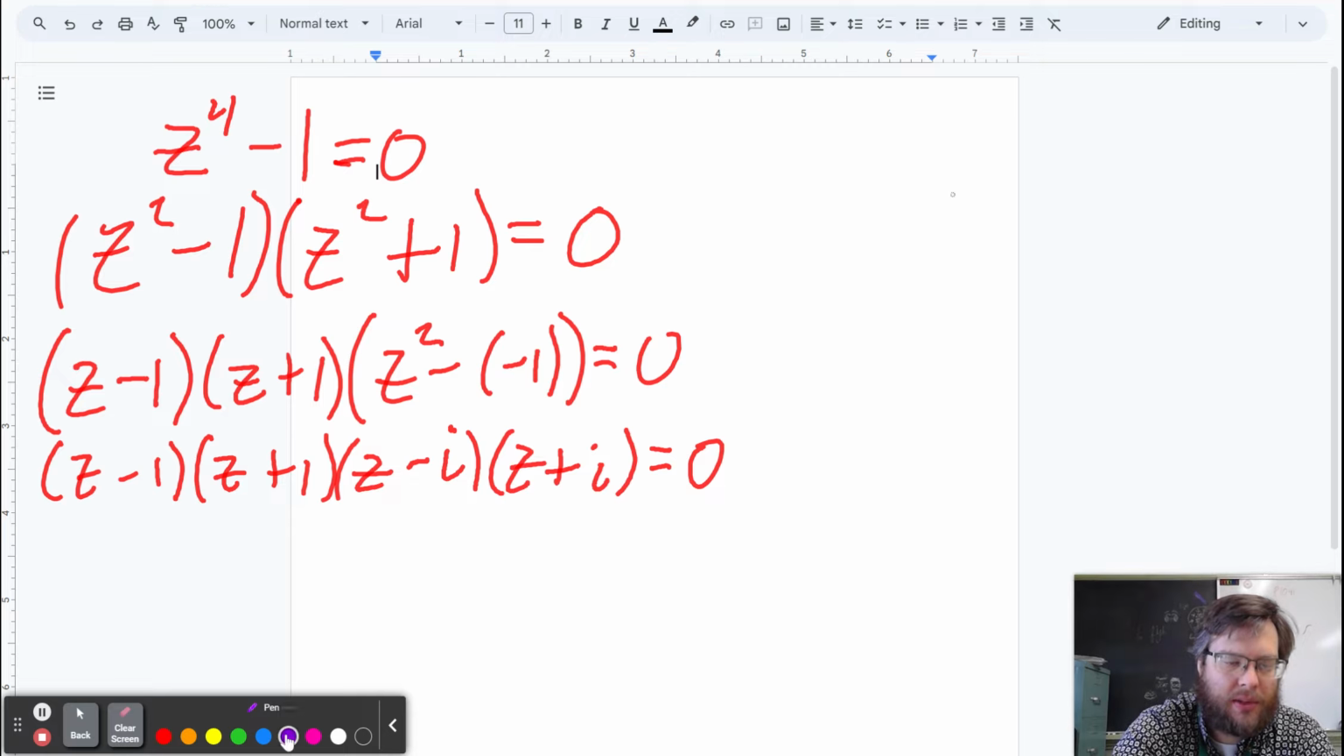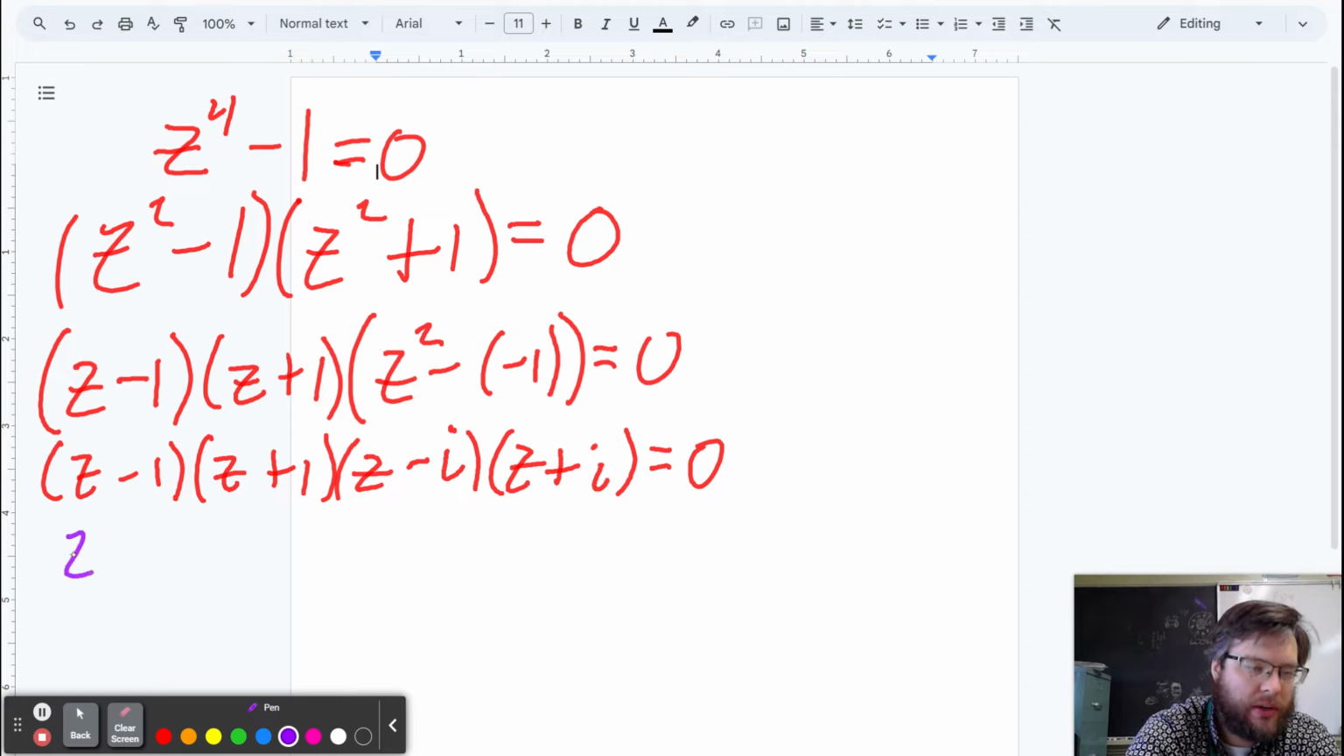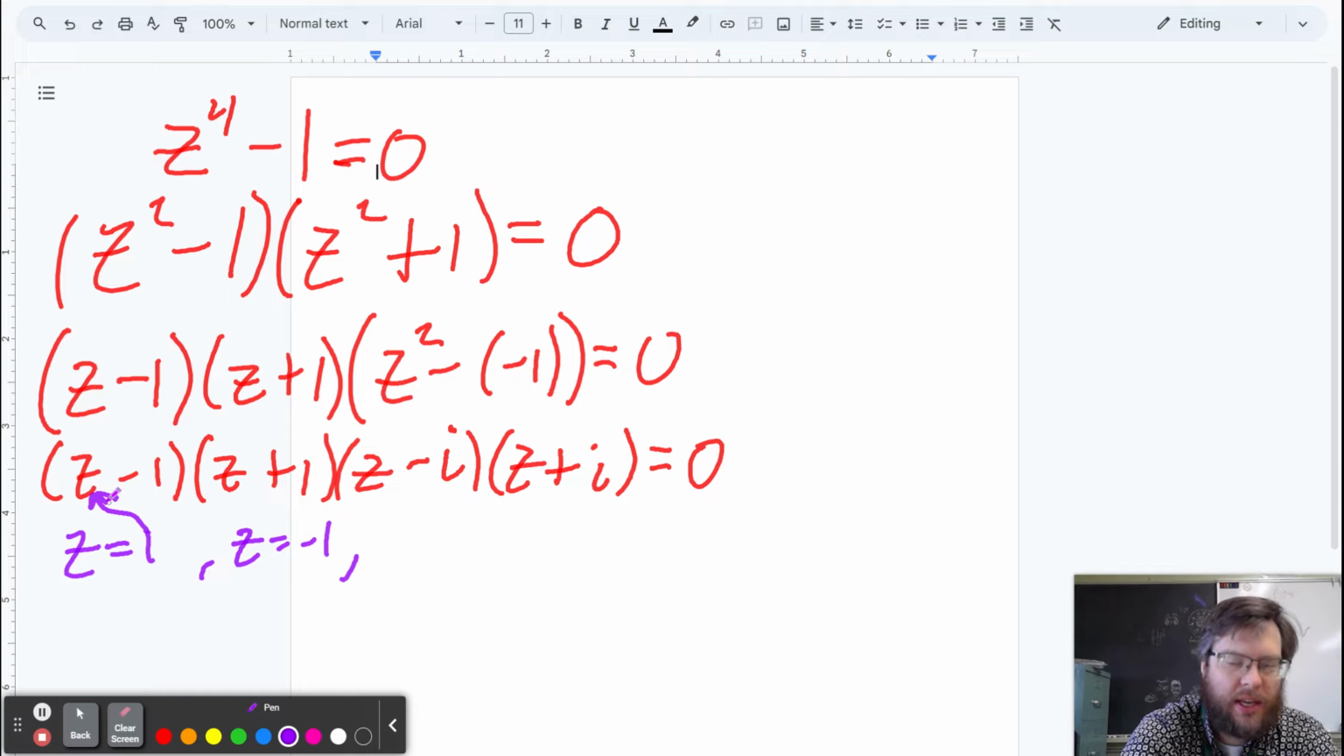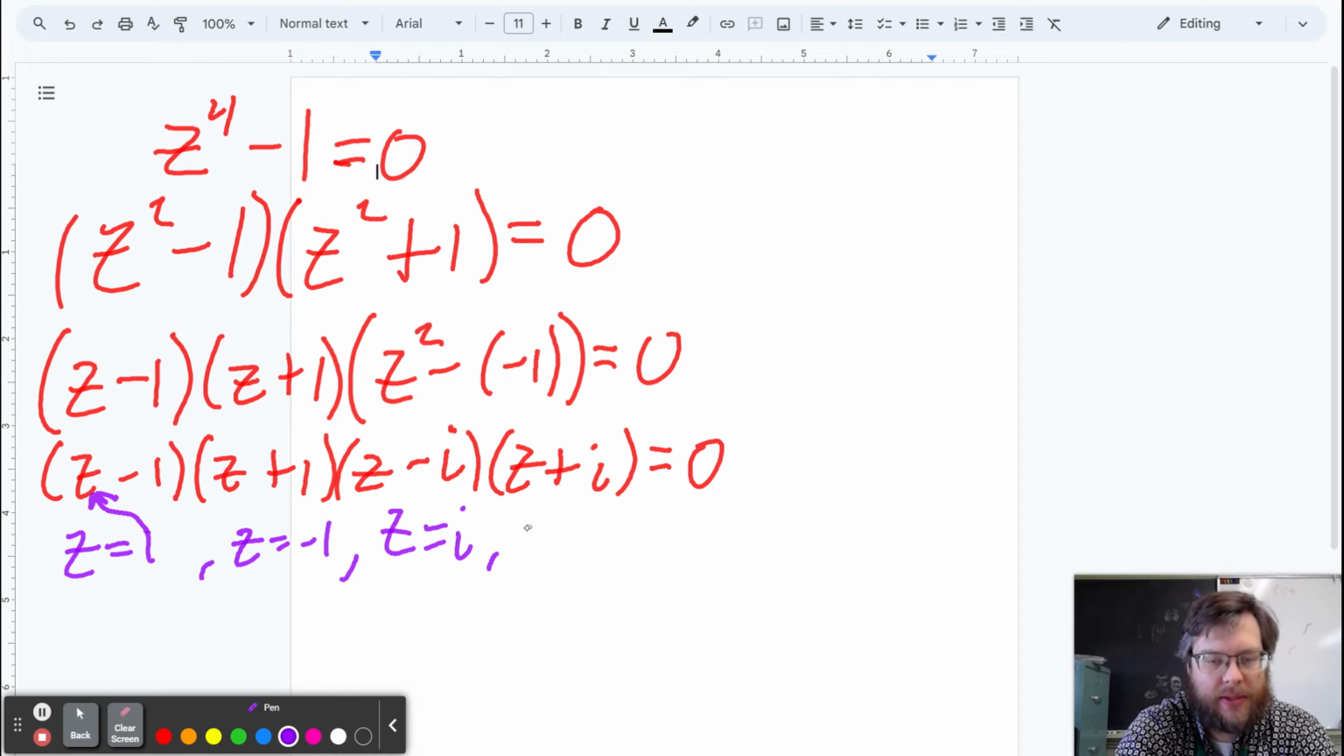And so then that tells me the four different roots to the original equation are z equals 1, z equals negative 1, because remember that the root is the number that would plug in to make the parentheses equal 0. And so 1 minus 1, negative 1 plus 1. Z equals i, because i minus i makes 0. And z equals negative i.